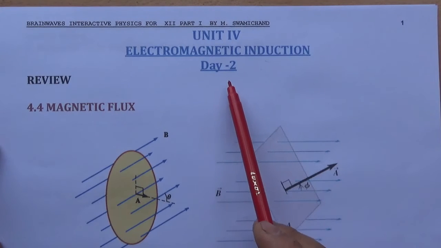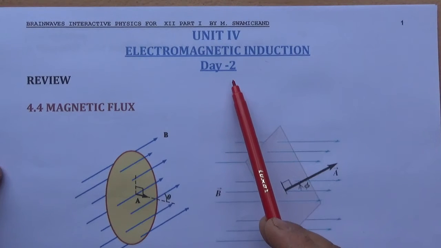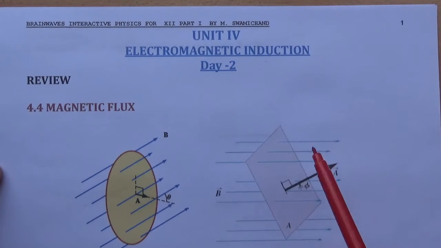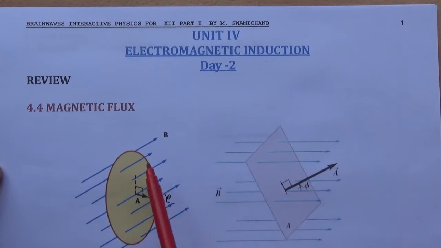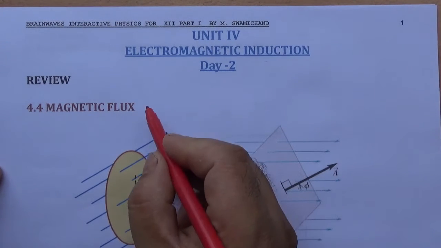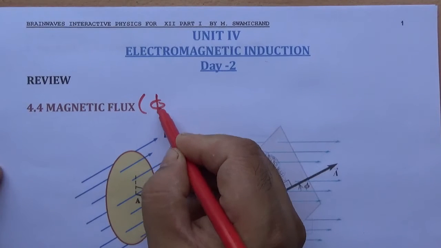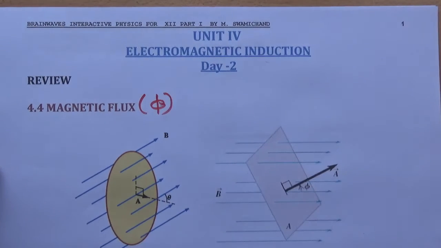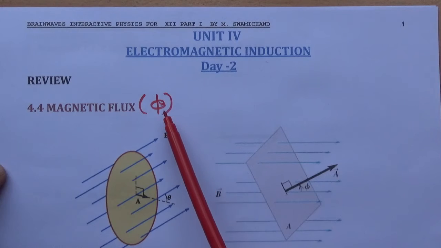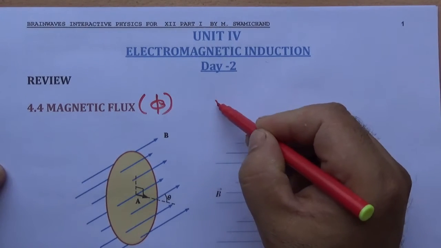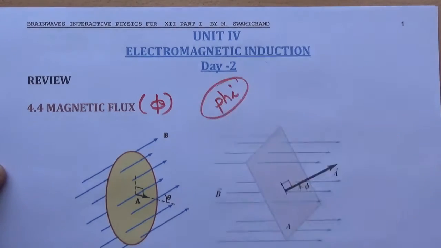Electromagnetic induction, the first part of this chapter. It's the review of magnetic flux. One of the most important terms of this chapter is magnetic flux. It is denoted by the symbol phi, the Greek letter phi.